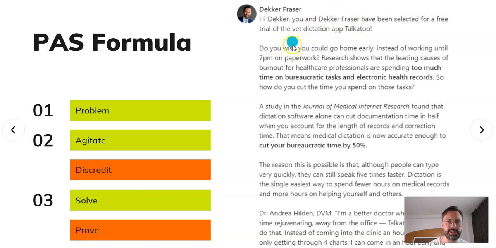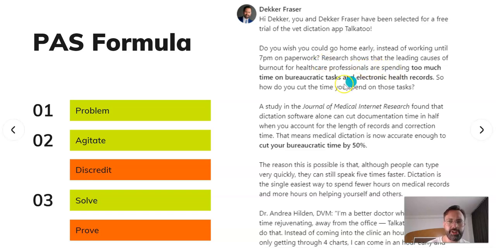The reason for this has to do with how LinkedIn structures subject lines and puts the call to action at the top. But basically, I'm starting to position the problem here, which is you're working until 7 p.m. on paperwork. It's a very specific indicator of the problem. And I got that from just talking to veterinarians and hearing, oh, I'm working until 7 p.m., I'm working until 9 p.m., I don't want to do that. So that's the problem.